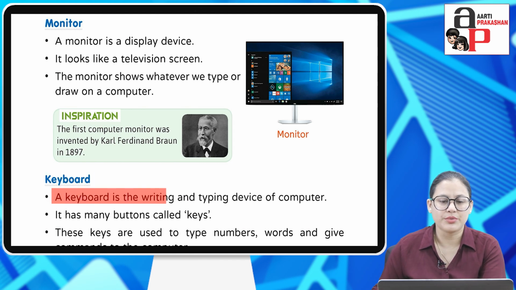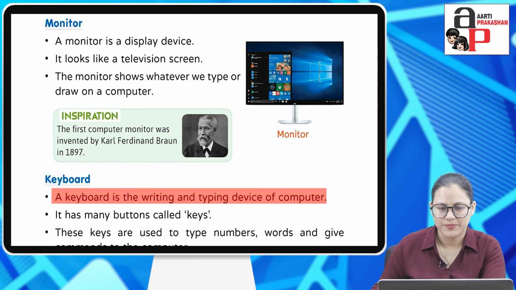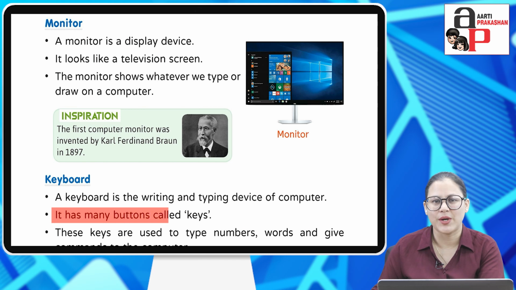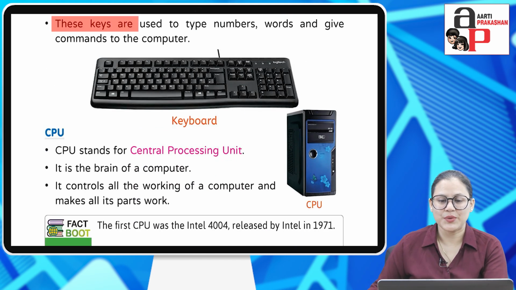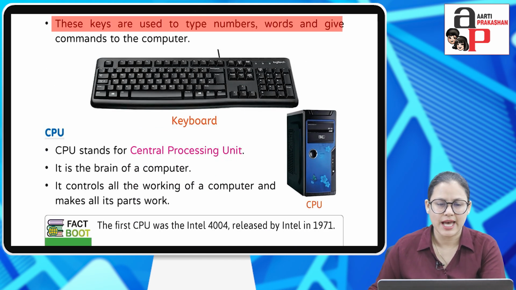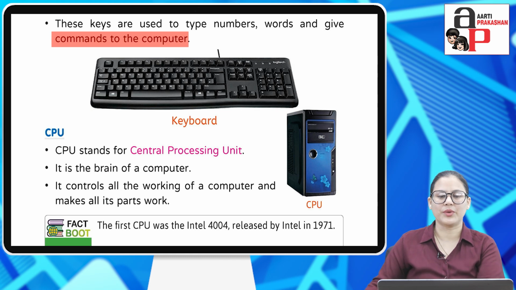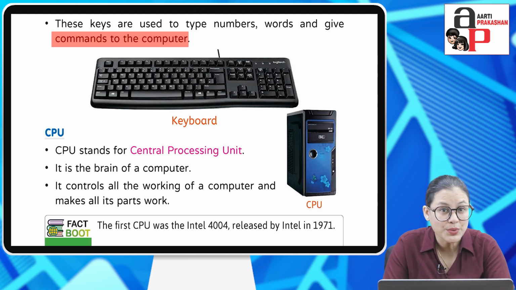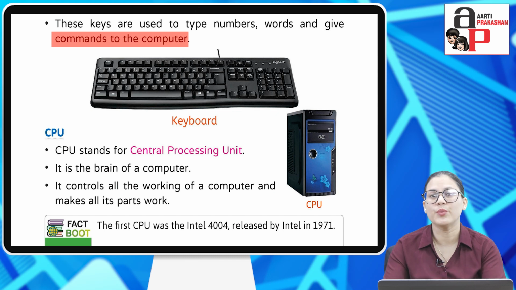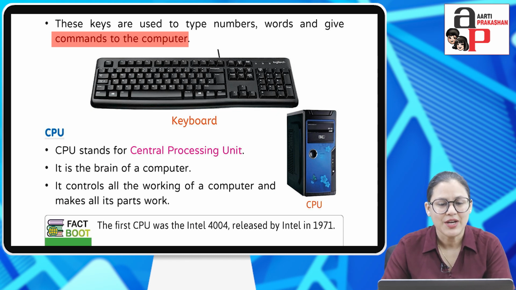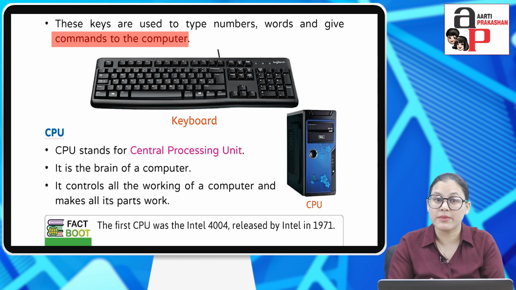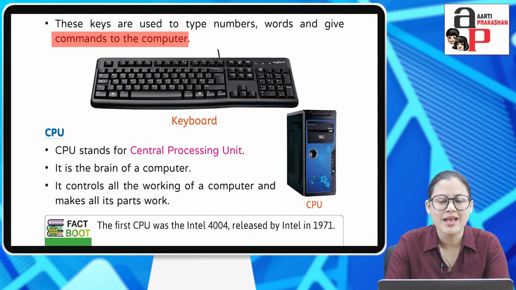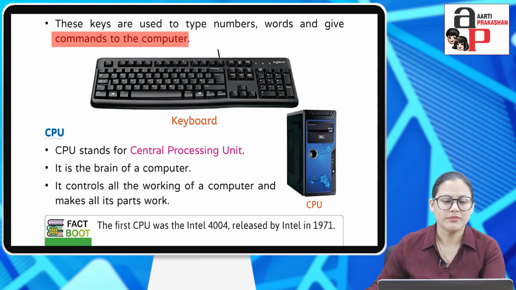Next part is keyboard. A keyboard is the writing and typing device of a computer. It has many buttons called keys. These keys are used to type numbers, words and give commands to the computer. Whenever we type on a computer, we need a keyboard. That is why it is called a typing device. It has many buttons, and these buttons are known as keys. Here is a picture of a keyboard.